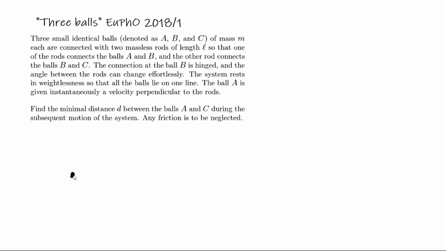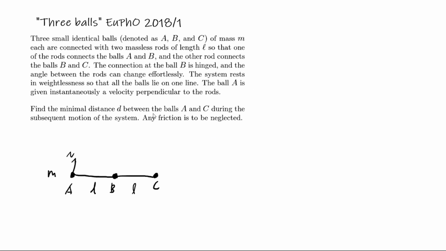Alright, so let's just draw out the situation here first. So we have 3 balls, labeled A, B, and C, and each of them are connected with massless rods of length L, and all of these masses have mass M. Initially the ball A is given instantaneously a velocity perpendicular to the rods. Let's say it's given some velocity v.